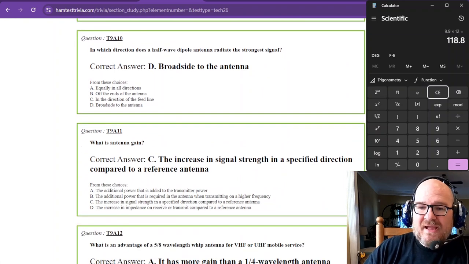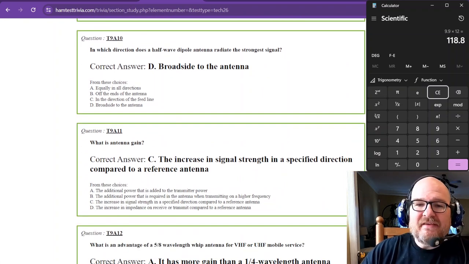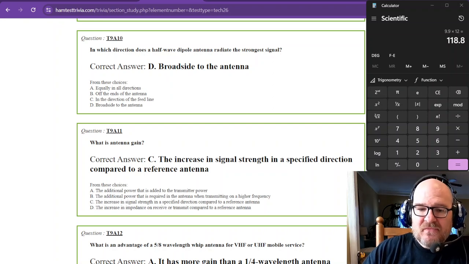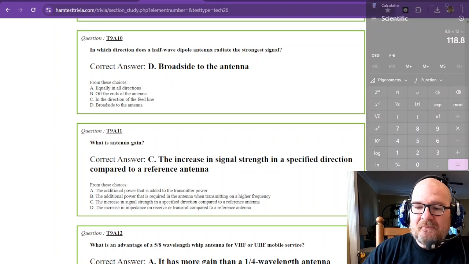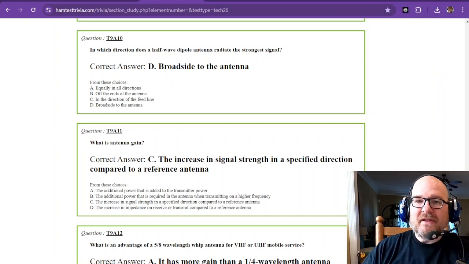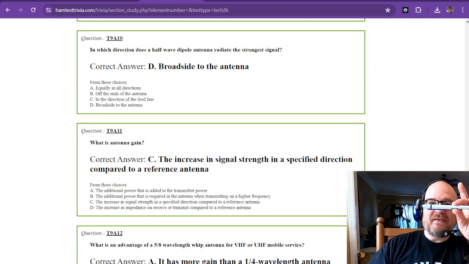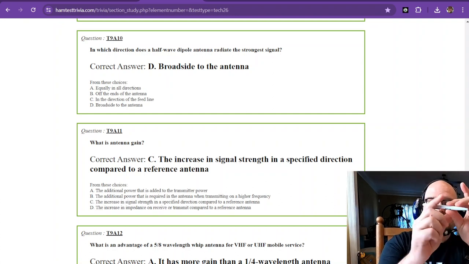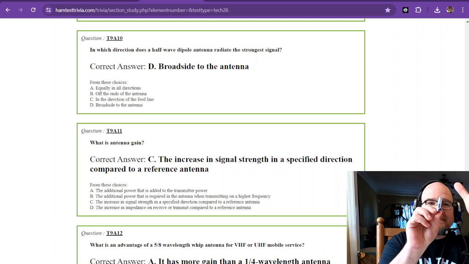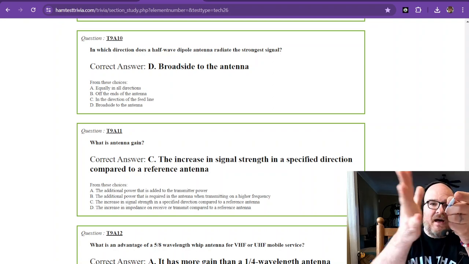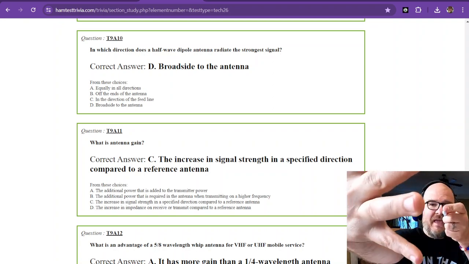In which direction does a half-wave dipole antenna radiate the strongest signal? Now, that is going to be broadside to the antenna. Broadside meaning if your antenna is set up like this, let's show you this way. This is broadside this way. Your strongest is going to be to this side and weakest off the ends.